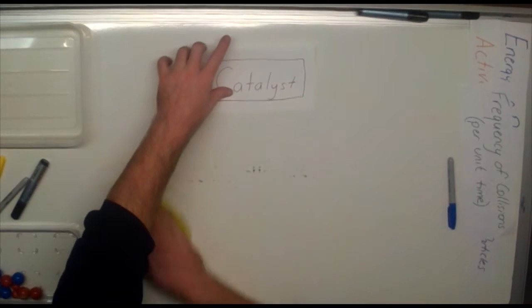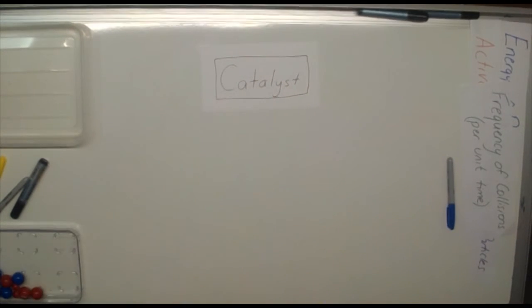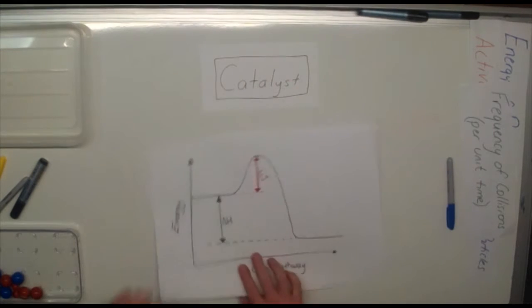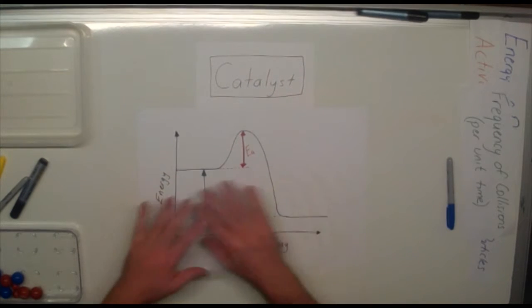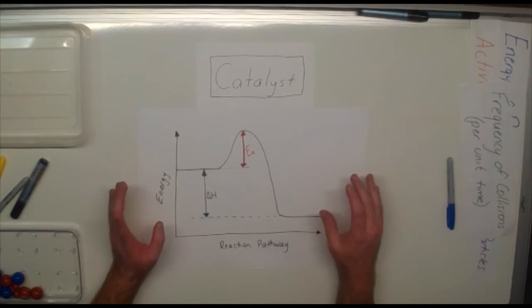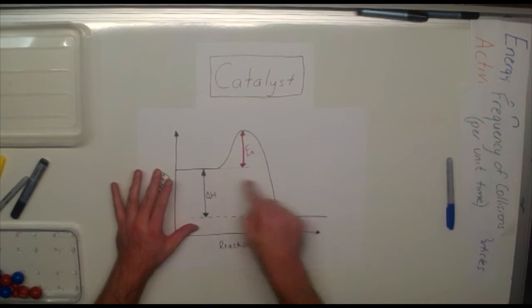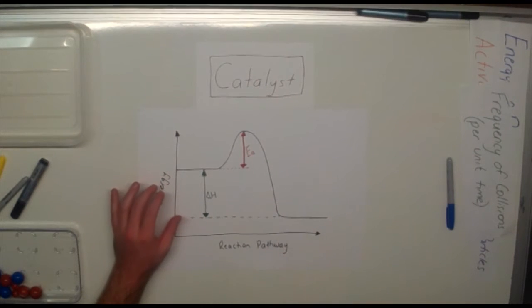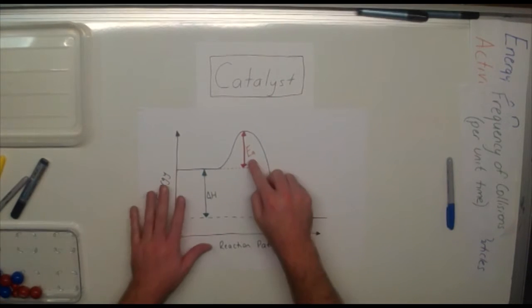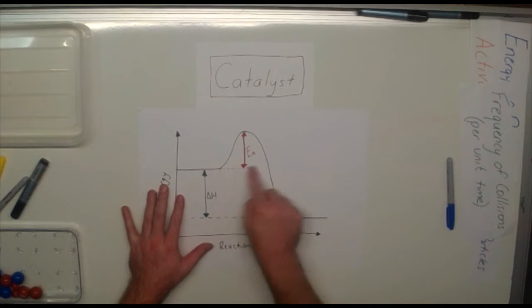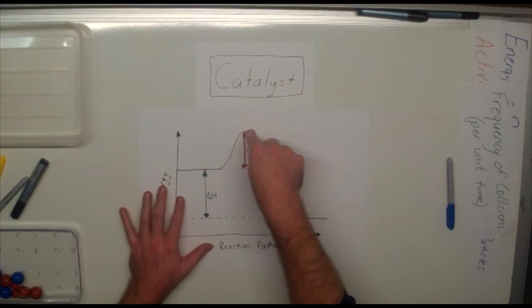All right, and the first way to do it is with our reaction pathway diagram. Okay, so here we've got a reaction pathway diagram. This time I've chosen an exothermic reaction because our delta H is negative. Our reactants have a lower energy than our products. Now, what we've got here is our activation energy, the difference between the reactants and the top of our peak.